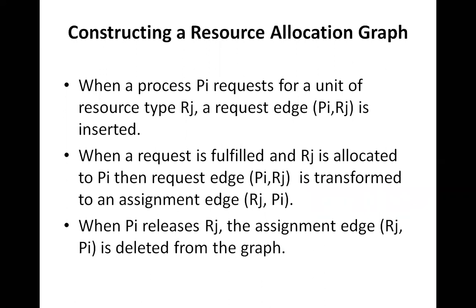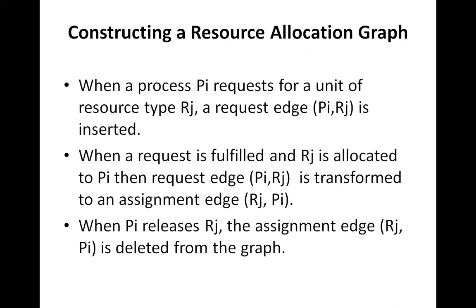Now, how is this graph constructed? Constructing a resource allocation graph. A resource allocation graph provides the overall view of the processes holding or waiting for the various resources in the system. That is why it is necessary to draw the resource allocation graph. The dynamics of this graph change very abruptly as processes request or the resources are released by the processes.